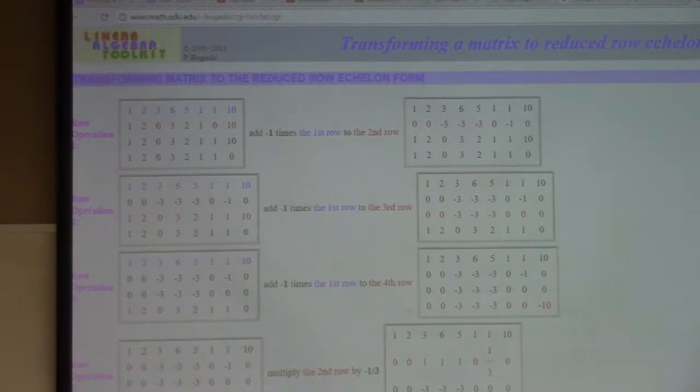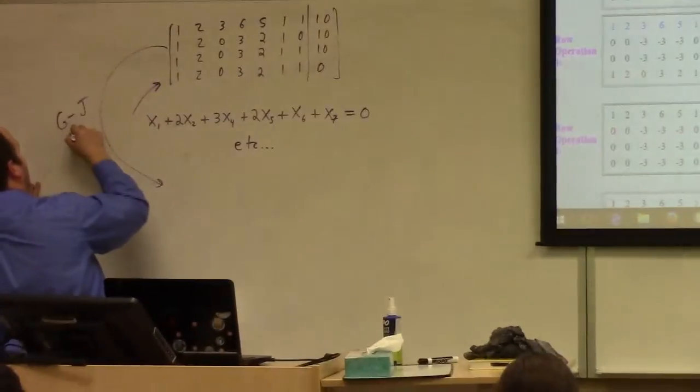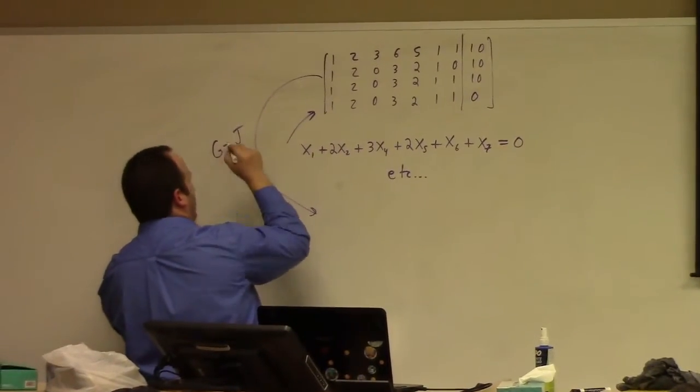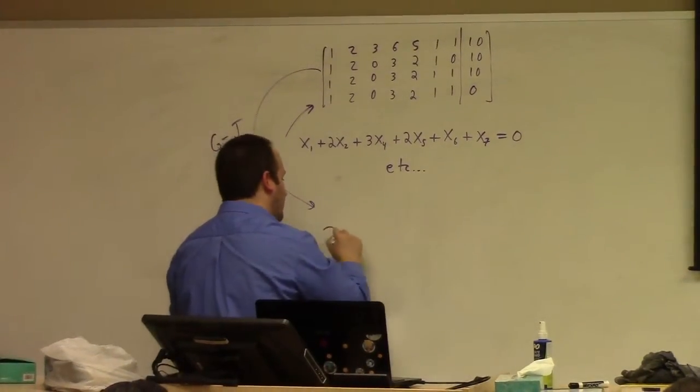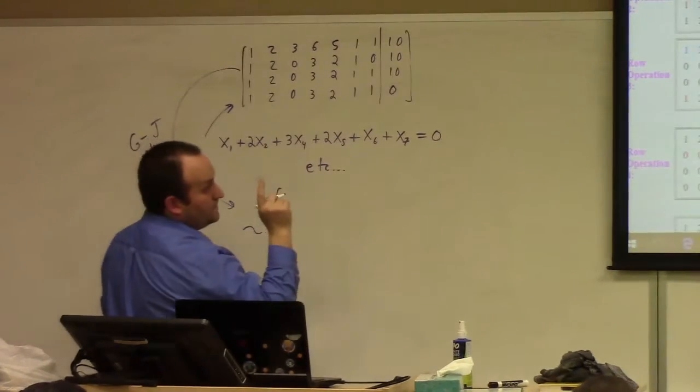x7 equals 0, etc., right? We do row reduction. More to the point, we do the Gauss-Jordan algorithm. We find that that's row equivalent to the following matrix.